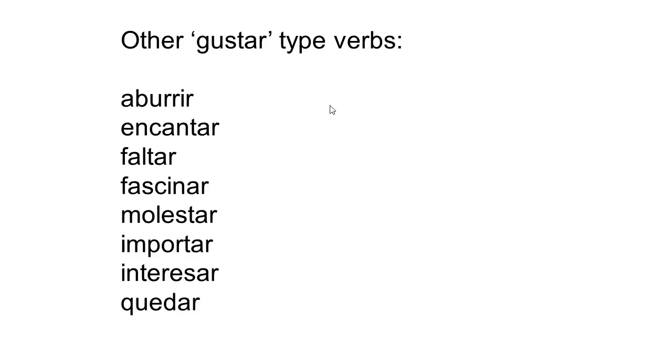Encantar is like gustar, but it's a step up. Encantar is used in the sense of to love something. So if I wanted to say I like the class, I would say me gusta la clase. But if I want to say I love the class, I would say me encanta la clase. Or I love the classes, me encantan las clases.